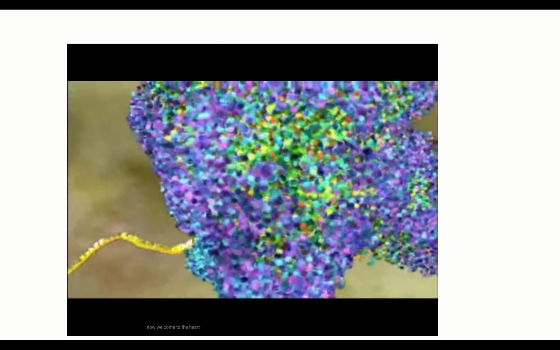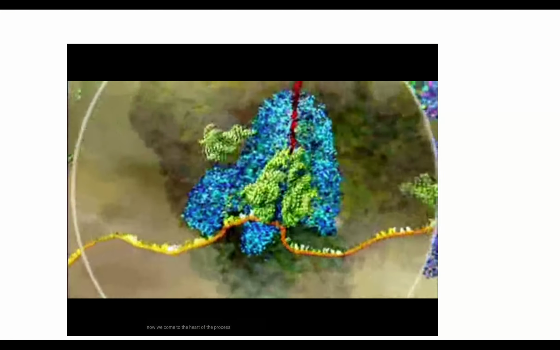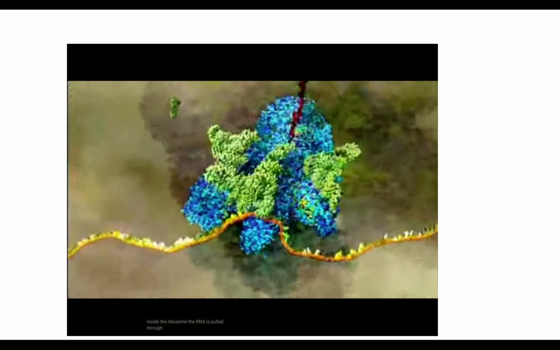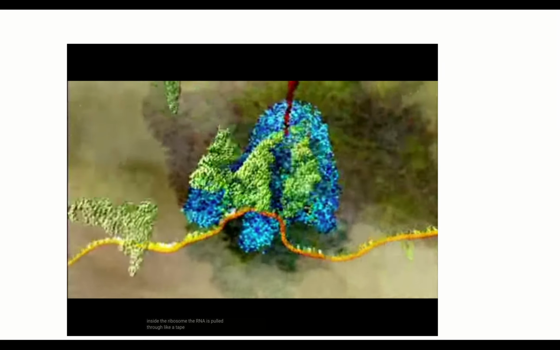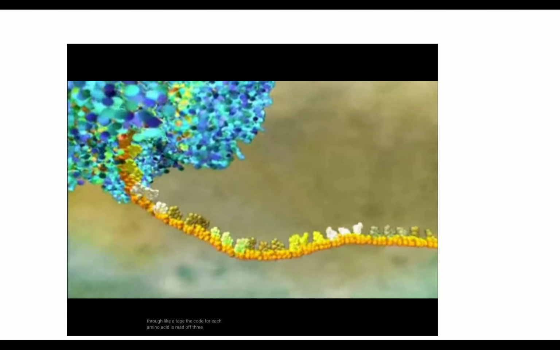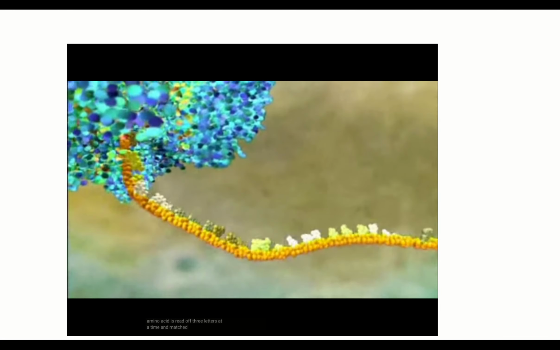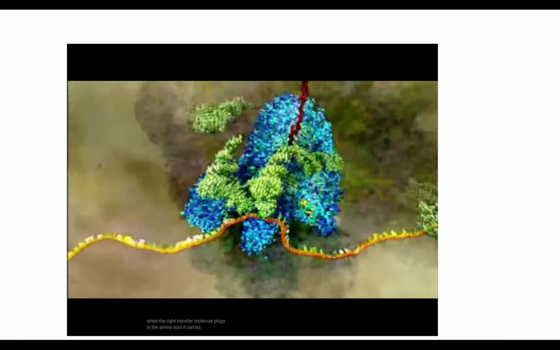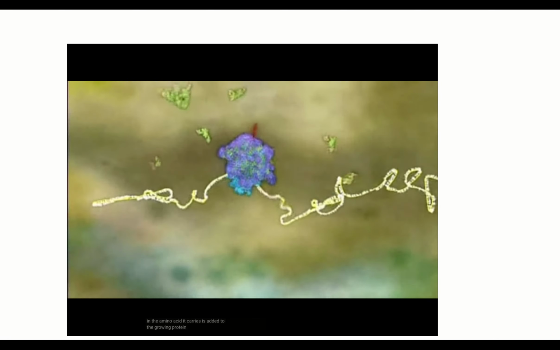Now we come to the heart of the process. Inside the ribosome, the RNA is pulled through like a tape. The code for each amino acid is read off, 3 letters at a time, and matched to 3 corresponding letters on the transfer molecule. When the right transfer molecule plugs in, the amino acid it carries is added to the growing protein chain.